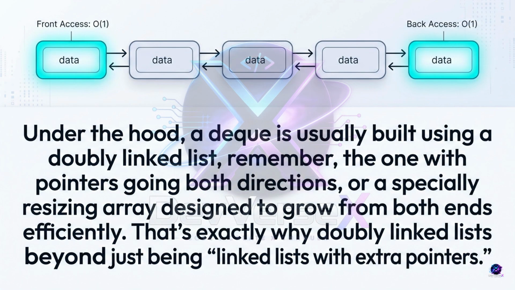Under the hood, a deque is usually built using a doubly linked list. Remember the one with pointers going both directions? Or a specially designed resizing array that grows from both ends efficiently. That's exactly why doubly linked lists matter beyond just being linked lists with extra pointers.